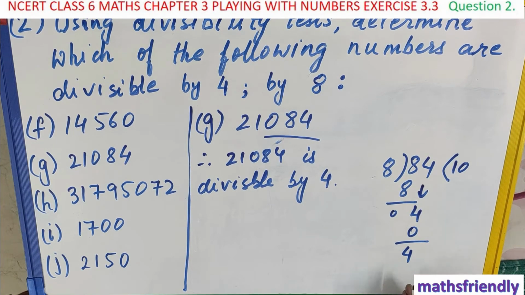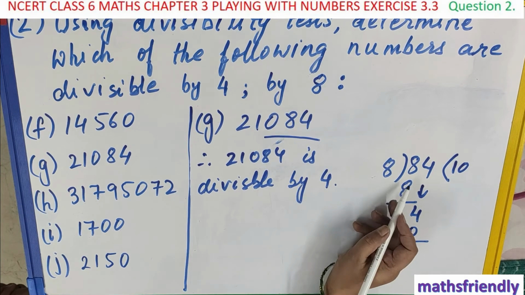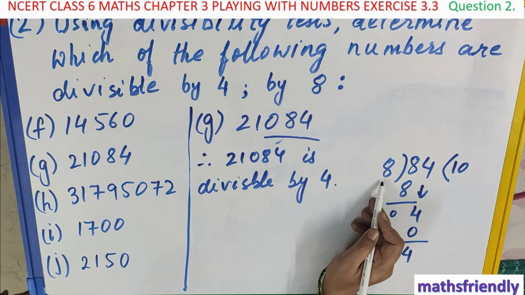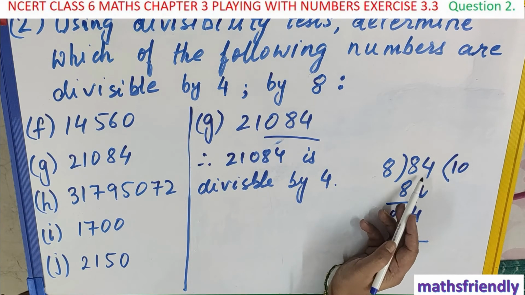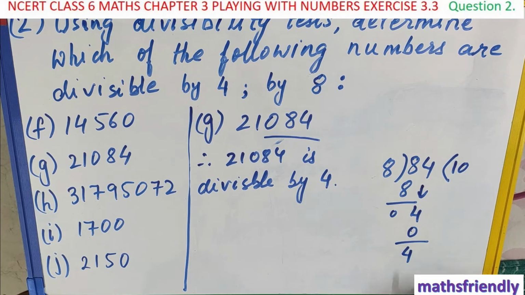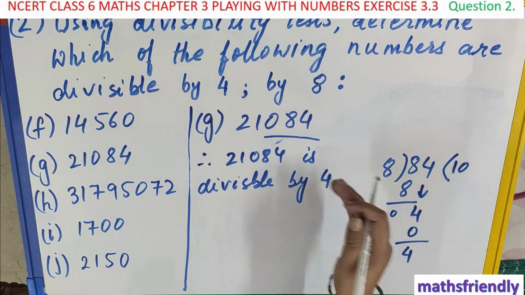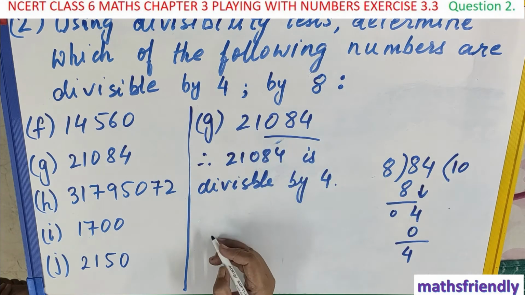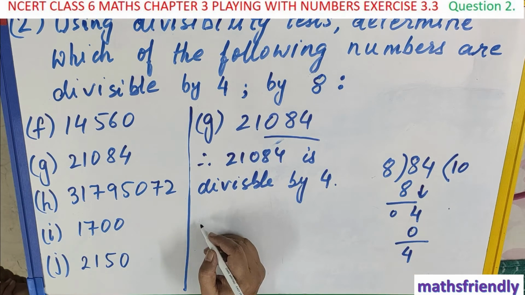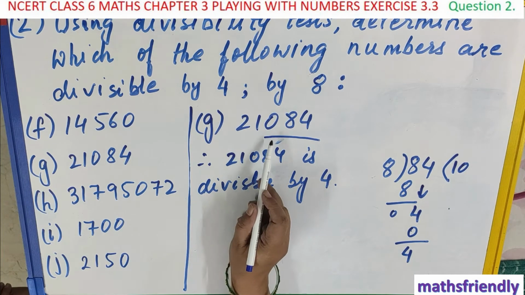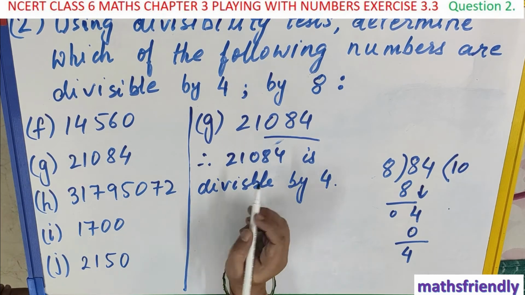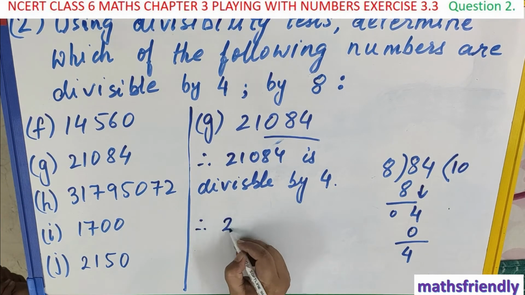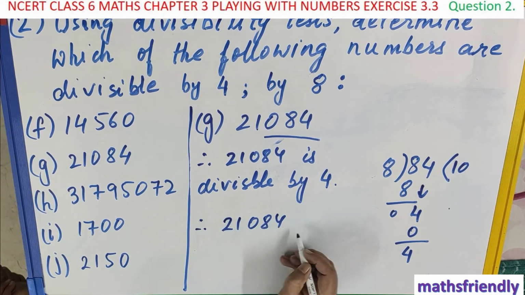We are not getting the remainder 0. It means 84 is not divisible by 8, because if it were divisible by 8, we would have got the remainder 0. So the last three digits are not divisible by 8. It means the whole number is not divisible by 8. So what we will write? We will write 21084 is not divisible by 8.